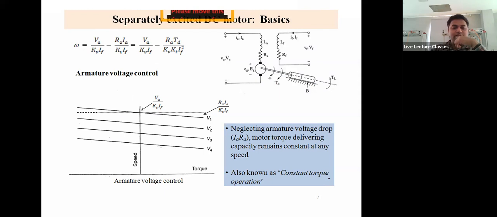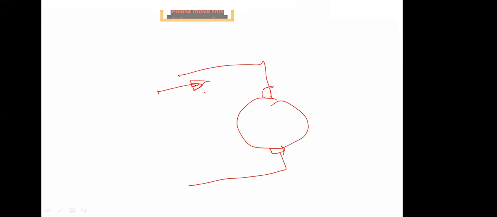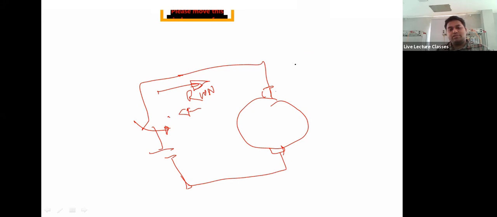So we'll start the armature voltage control tomorrow. The very basic idea is that if you give a motor the supply, it will start to run, right? If you turn on this switch, it will start to run. And if you switch off, it will stop, not immediately, but after some time, right? So can we give an intermediate voltage? Then we can have a different speed.